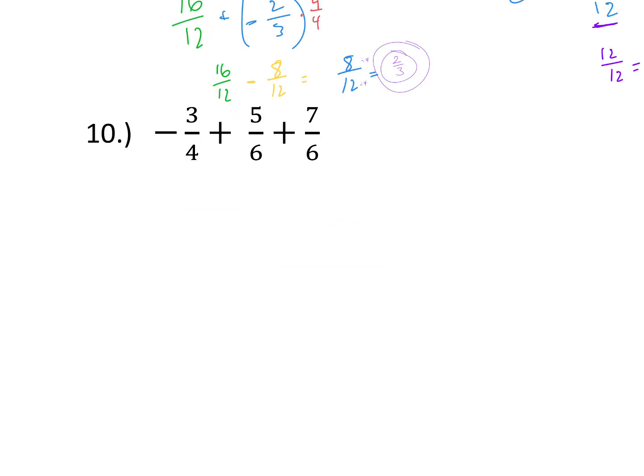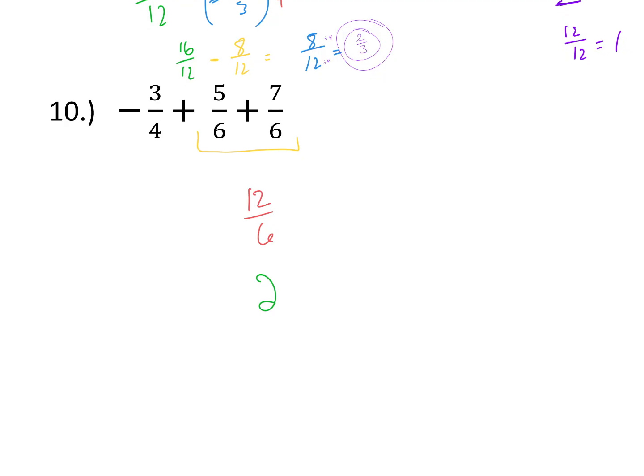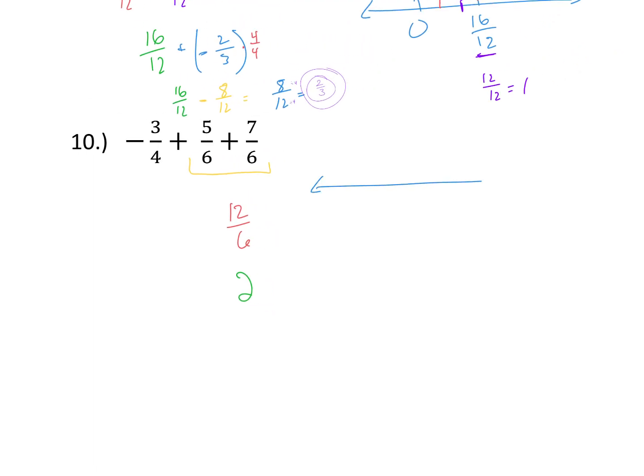Negative 3/4 plus 5/6 plus 7/6. All right, what would you like to do? You should focus on 2 at a time. You know what I'm going to do? I'll focus on these 2 because they already have a common denominator. And that is just, boom, we're at 12/6. And did you know that this is just 2? And if you're thinking, well, how am I supposed to know all this stuff? You need to be looking for things that work easily together, right? That's just my recommendation.